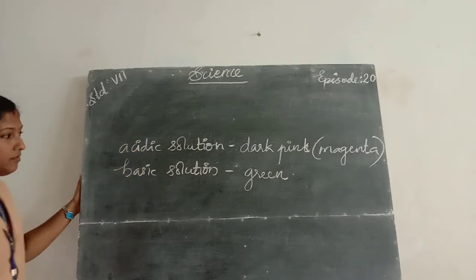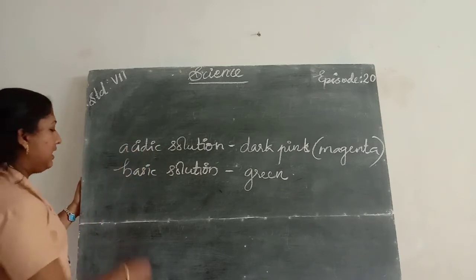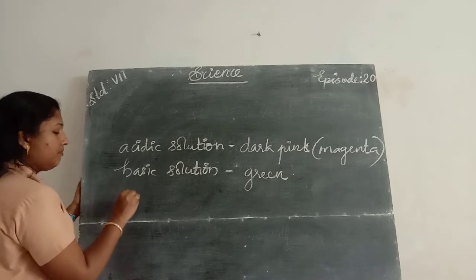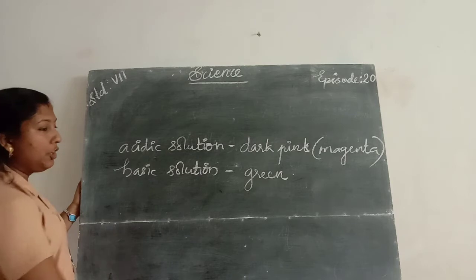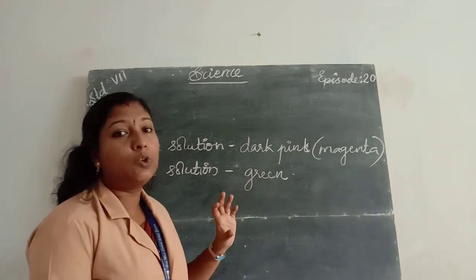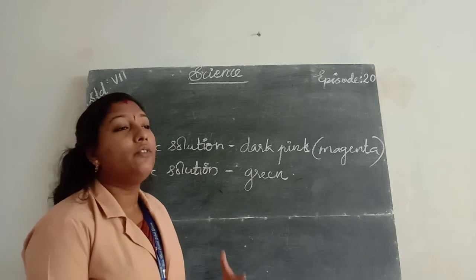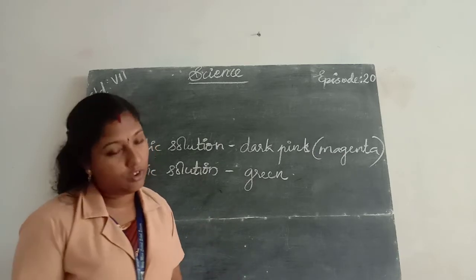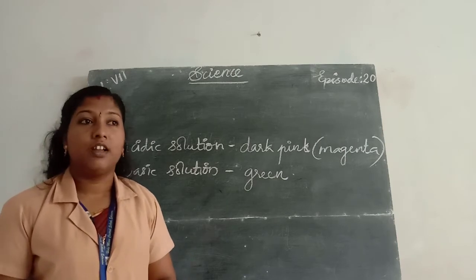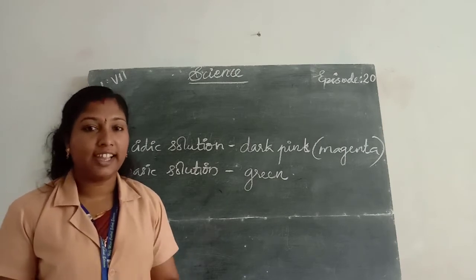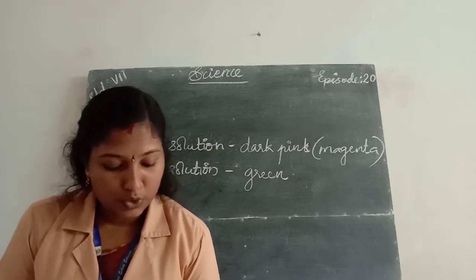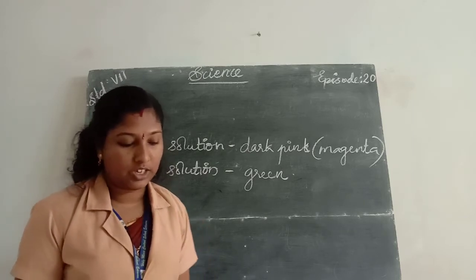Okay, then once again about turmeric: if we apply the test solution onto a turmeric indicator and the test solution changes into a red color, we can say that it is a basic solution. Okay, all of you understood about the color change of the three natural indicators in acidic and basic solutions. Okay, next we are going to learn about neutralization.